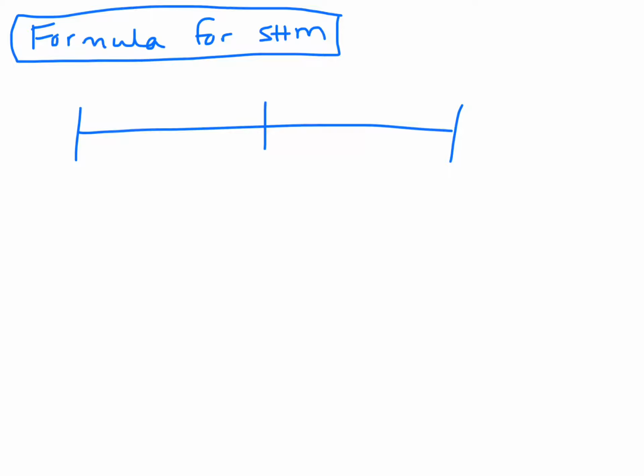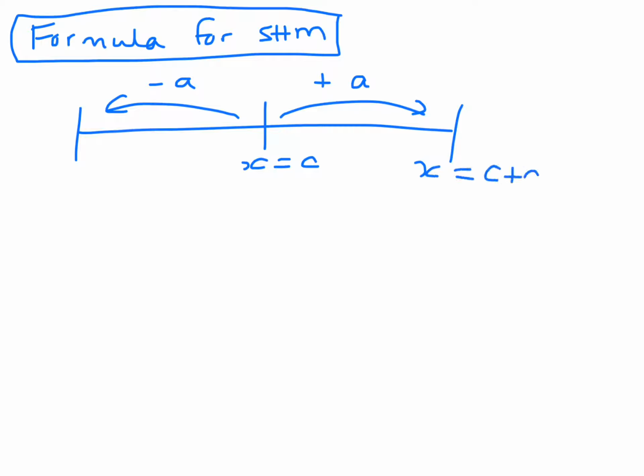Simple harmonic motion. Now, if x is at the centre, then that means that you go a above and a below. So that's plus a and minus a. So the endpoints are basically c plus a or c minus a. If the centre was 0, then x is 0, and x is a, and x is minus a.